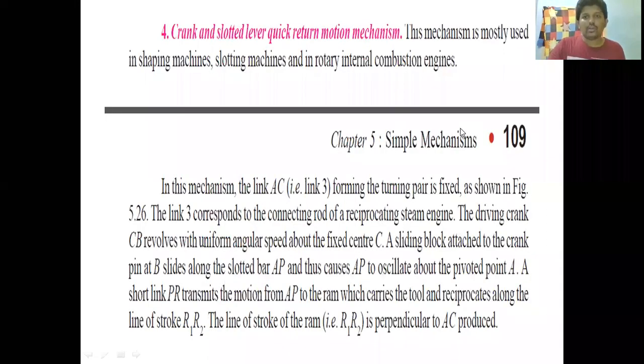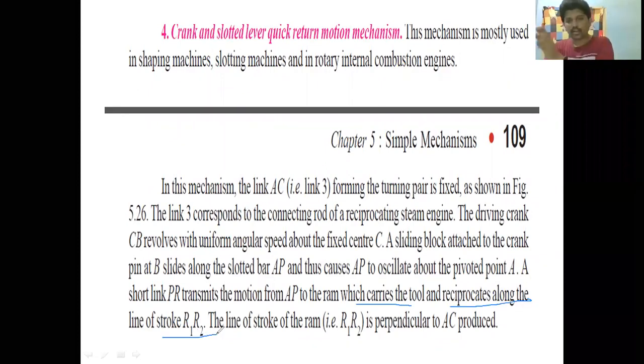Next, to the RAM, which carries the tools. The RAM carries the tools and reciprocates along the line R1, R2. The line of the stroke is perpendicular to AC produced.